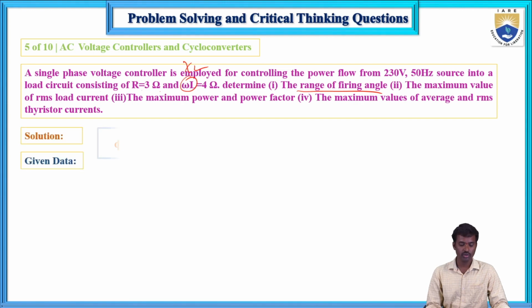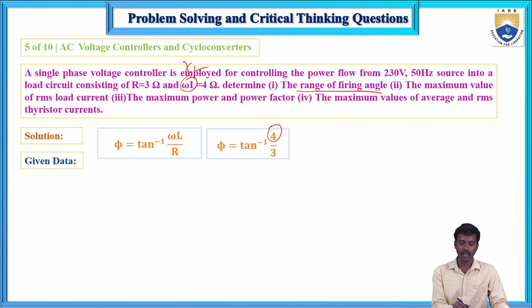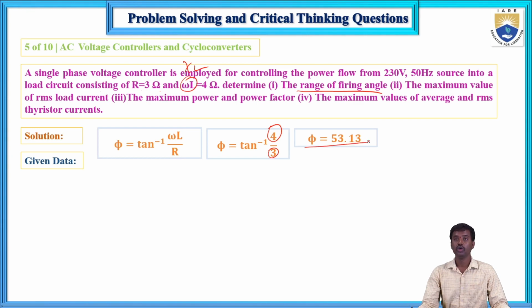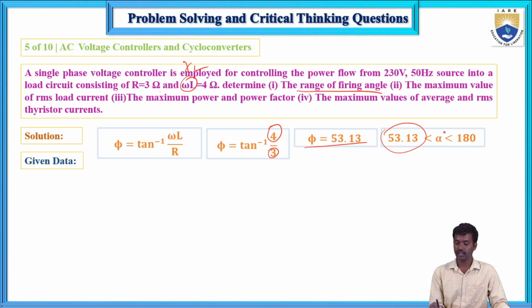So now the solution for this one. This is the phi angle formula: phi equals tan inverse of omega L by R. If you substitute omega L and R, this value equals 53.13. From this you can determine the firing angle range. The firing angle range is always phi to 180, that is alpha from phi to 180 degrees. So here the phi value equals 53.13.